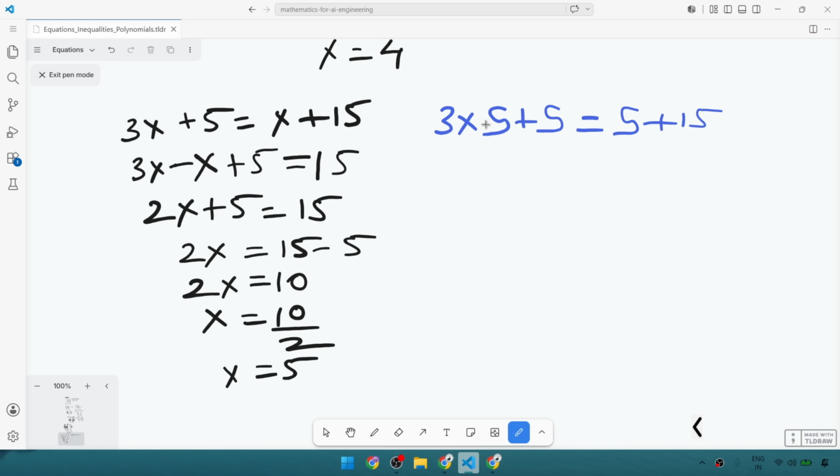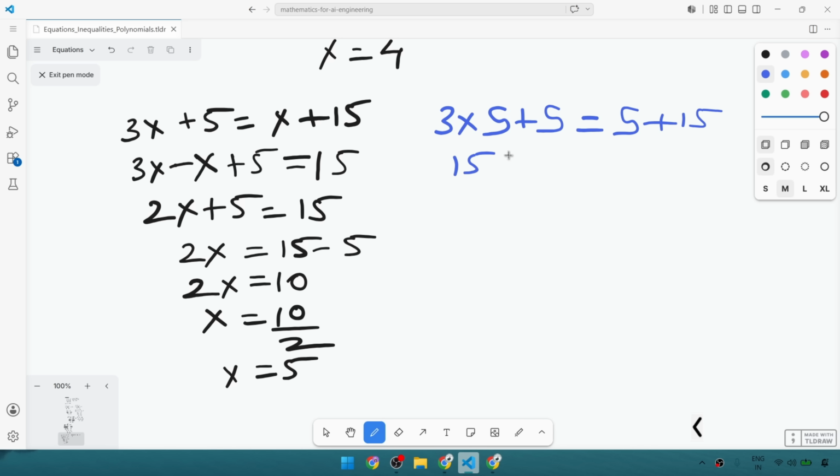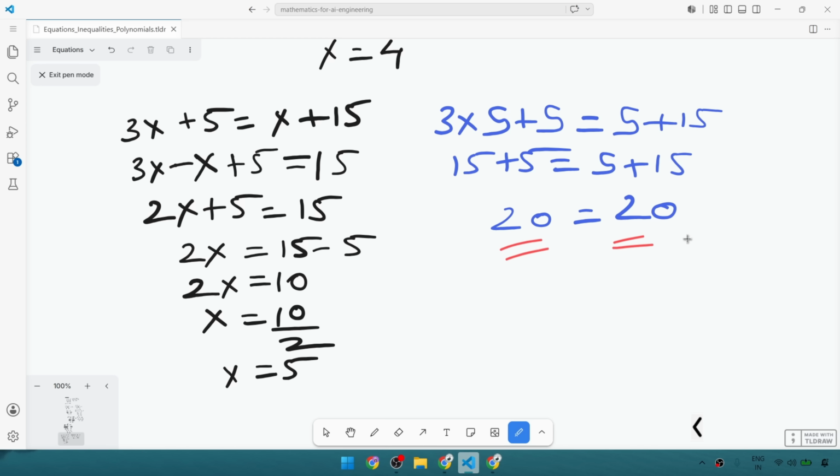So here what we can do? 3 into 5, which is going to be 15. So here we can write 15 plus 5 equals to 5 plus 15. Now we have already got the equal things, right? 15 plus 5 equals to 20. And here also it is 5 plus 15, which is 20. So now both the sides are equal and hence proved, right? This value of x is 5, which is correct one. Because we have got both the sides equal only.